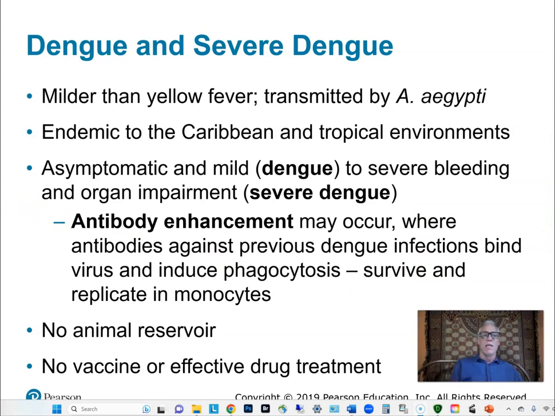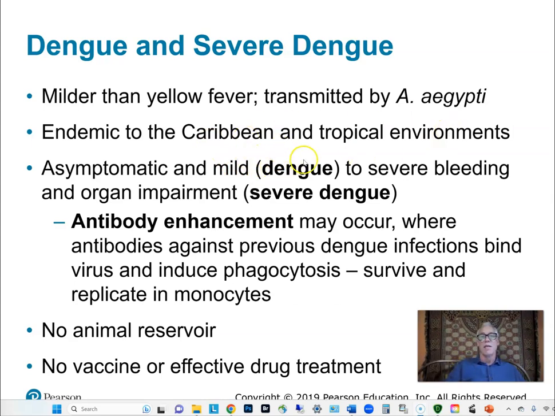Dengue virus, dengue fever, dengue and severe dengue. It's like yellow fever, but milder, but that still doesn't mean it's good. I've heard of plenty of people, a few people I should say, who have gotten it by traveling to Southeast Asia and come back very, very disappointed that they got that very memorable disease. It's also carried by these same mosquitoes. Endemic to the Caribbean and tropical environments.